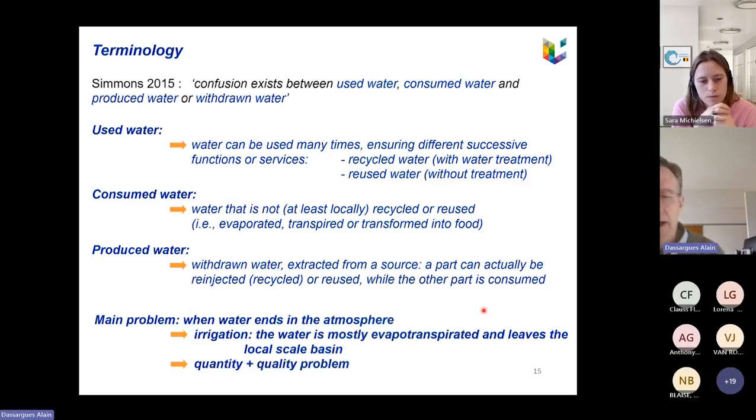And of course, as you can imagine, the main problem is the fact that water can end in the atmosphere. So then it is in fact leaving the local water cycle. With irrigation, the water is mostly evapotranspirated and leaves the local scale basin. That's the big problem. And beside that, you have quantity and quality problems.